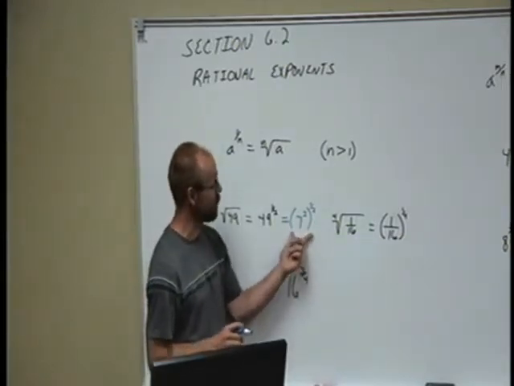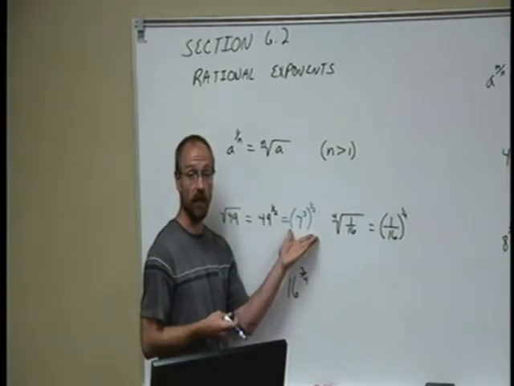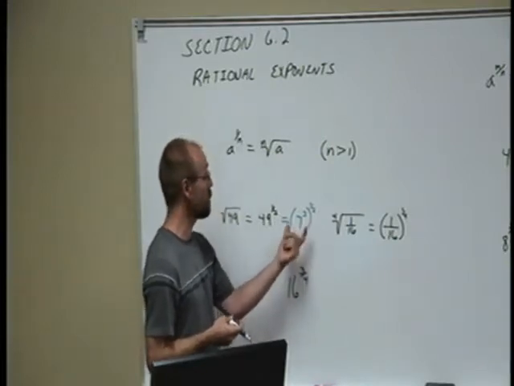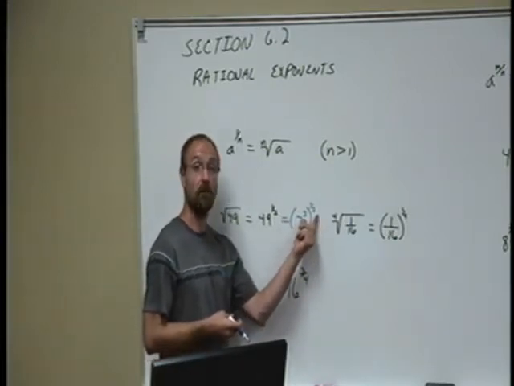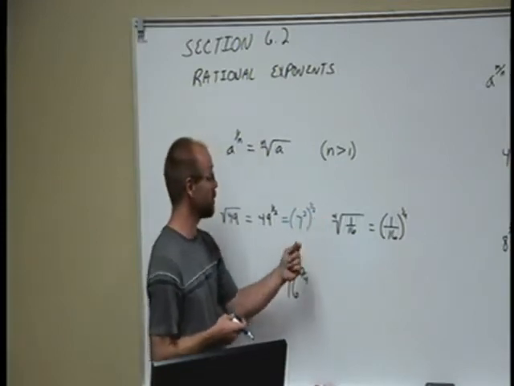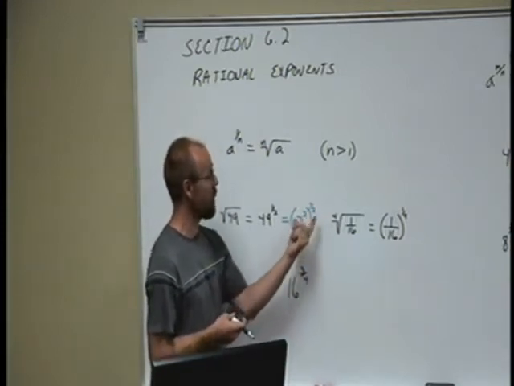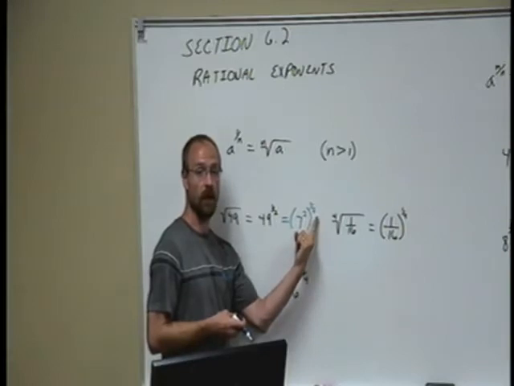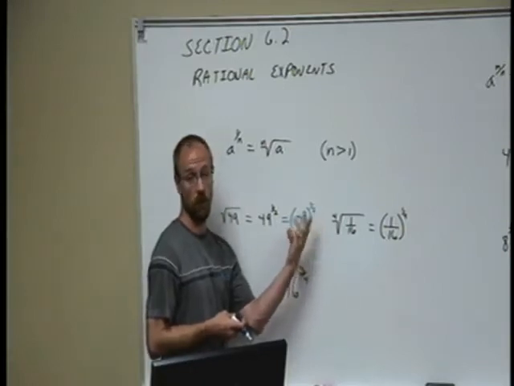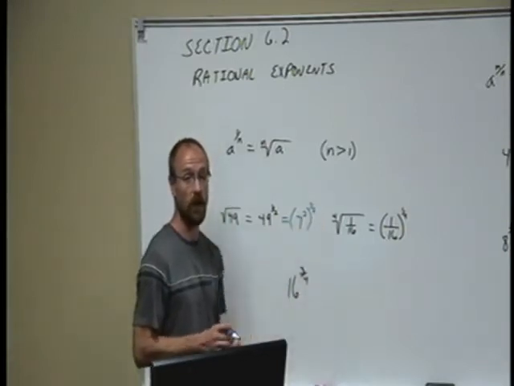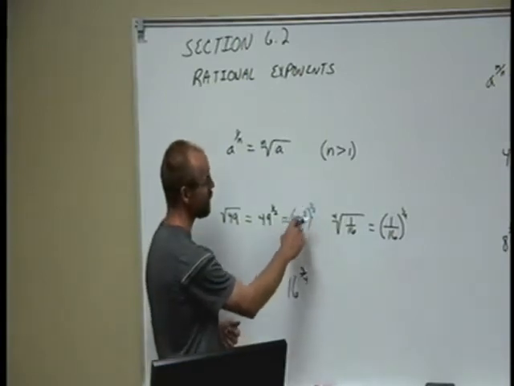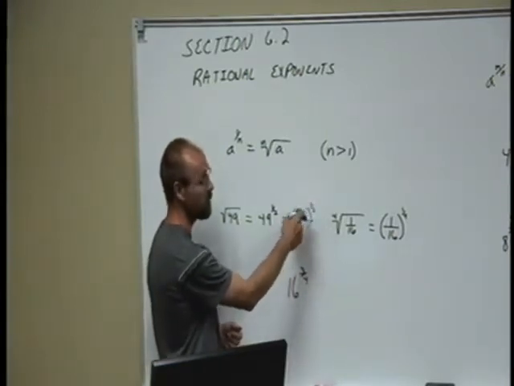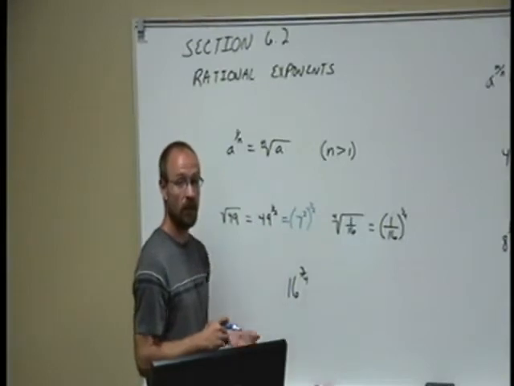As an example, now that I've written it this way, I can simplify this by using my power rule of exponents. When I have a power raised to a power, I can multiply them. Well, what is 1/2 of 2? 1/2 of 2 is 1. 7 to the first power is 7. So by writing it as a rational exponent and then simplifying, we can come to the same answer.